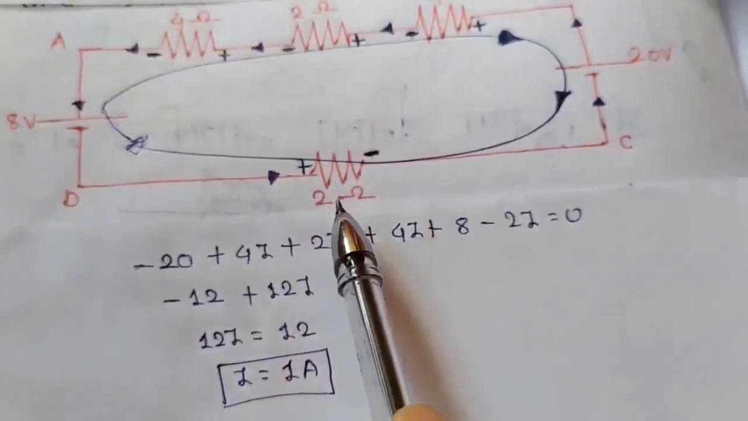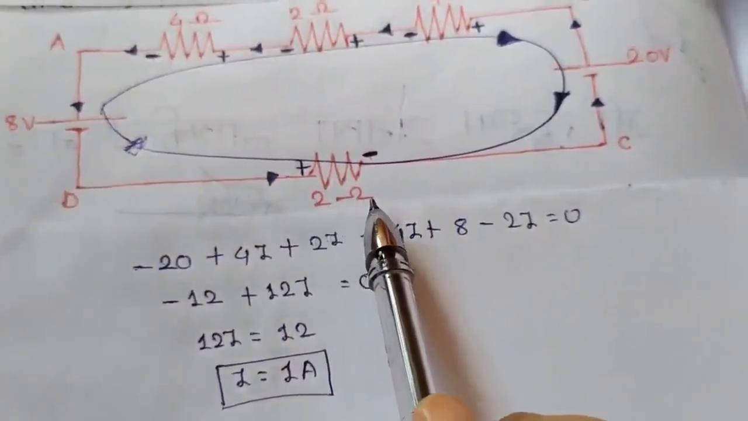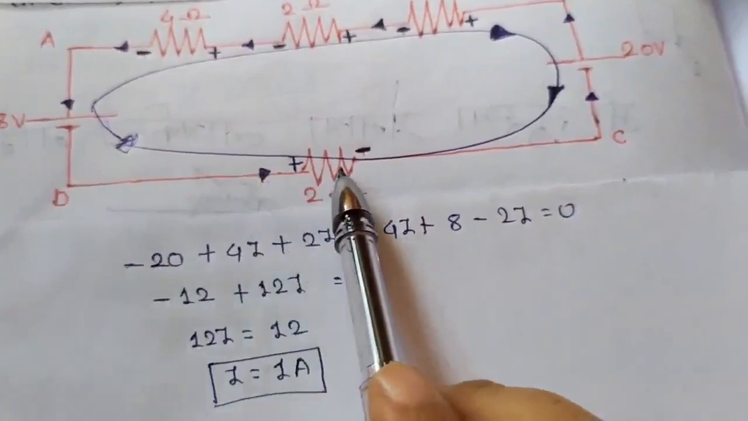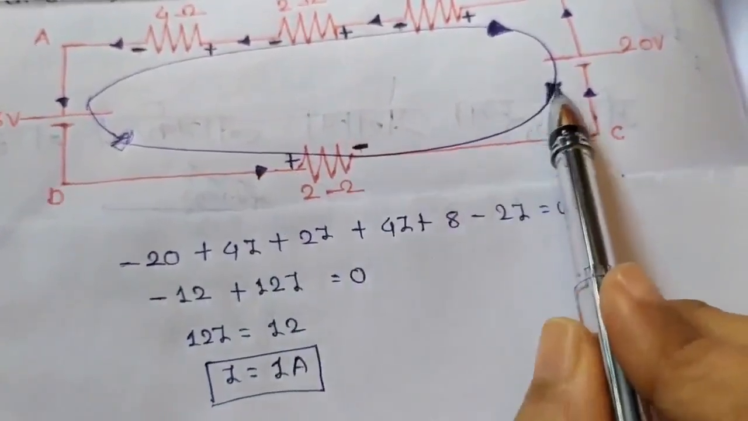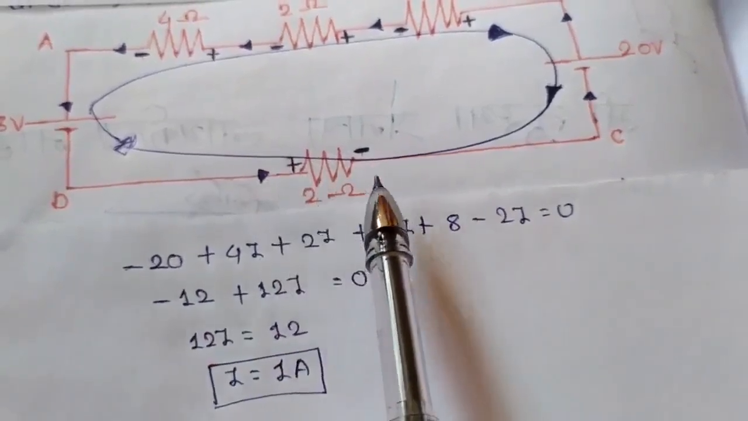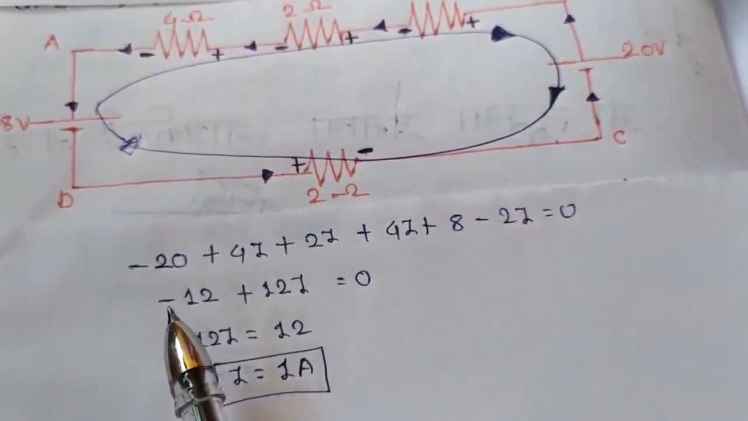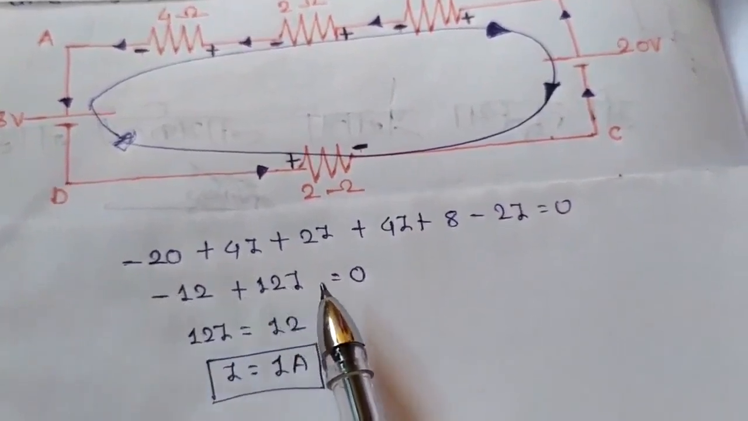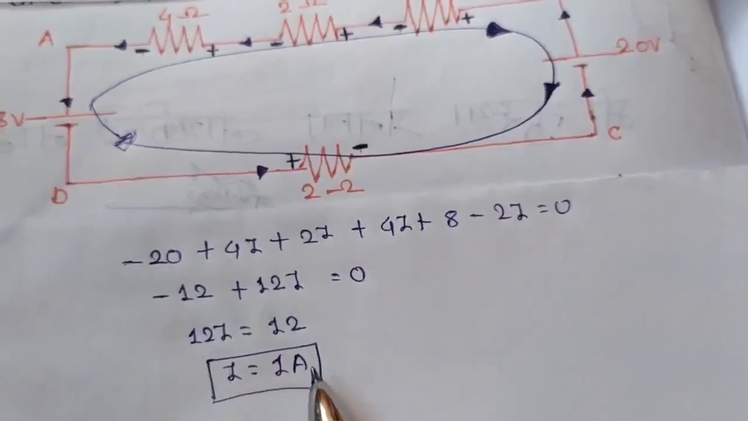Now again 2 ohm resistance, current is flowing from this side, loop direction is this side, then take plus 2 into I. What we get? Minus 12 plus 12I is equal to 0, then I is equal to 1 ampere.